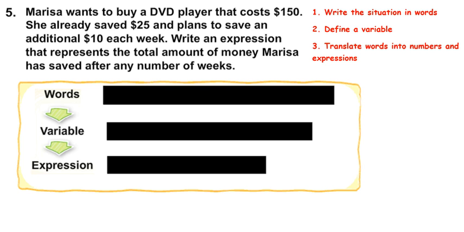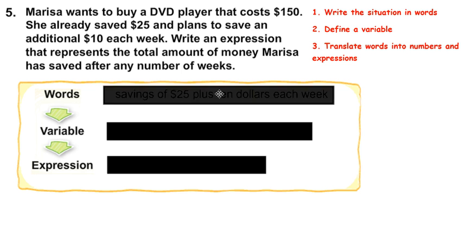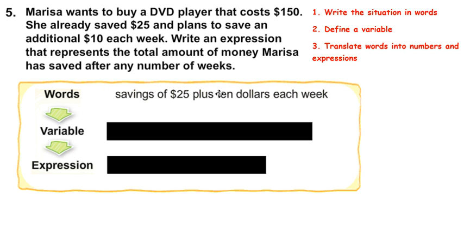We're talking about Marissa. She wants to buy a DVD player that costs $150. She already saved $25 and plans to save an additional $10 each week. Write an expression that represents the total amount of money that Marissa saved after any number of weeks. The first thing we're going to do is write the situation in words. So she has a savings of $25 plus $10 each week.